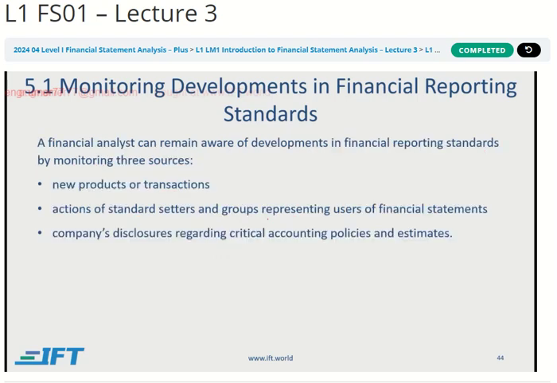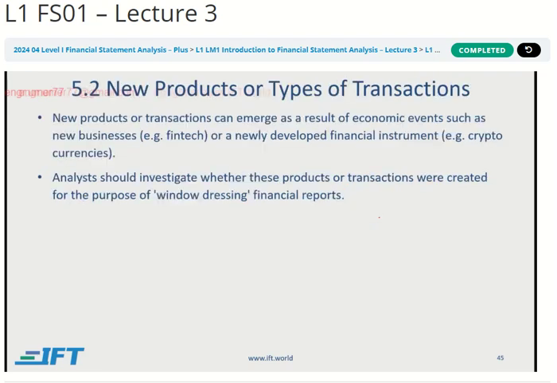So the answer is that you have to focus on these three things, and we will talk about each of them separately. Number one is new products or transactions. Number two is actions of standard setters and groups that are representing users of financial statements. And number three is company disclosures regarding critical accounting policies and estimates. So let's discuss each one of these separately, starting with new products or types of transactions.